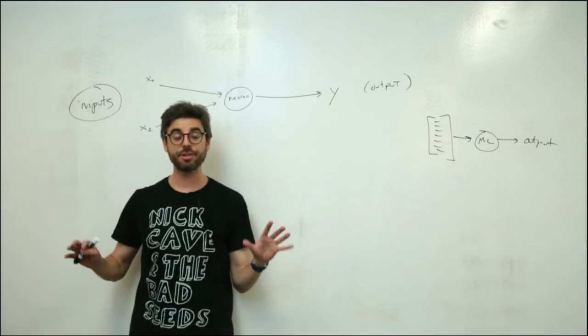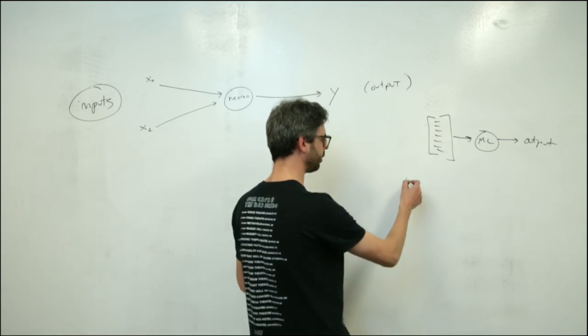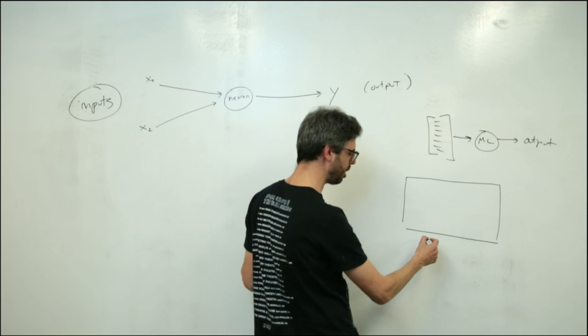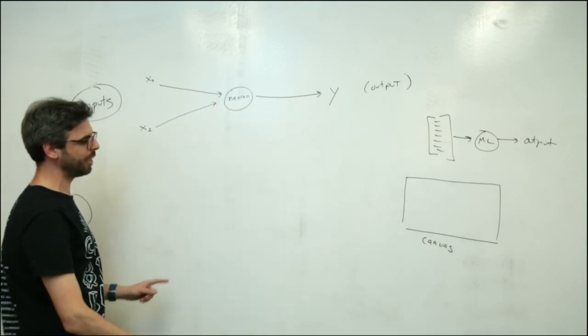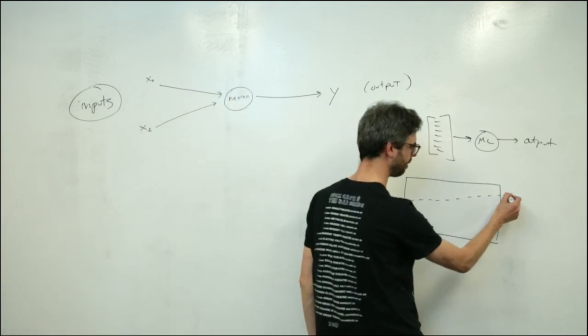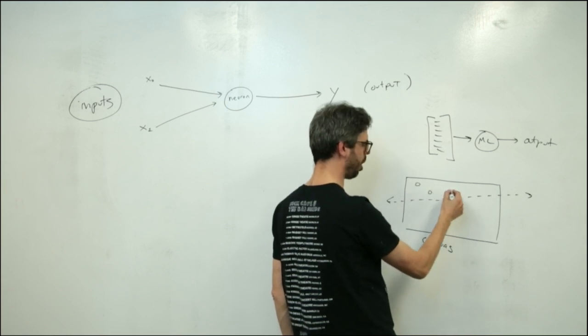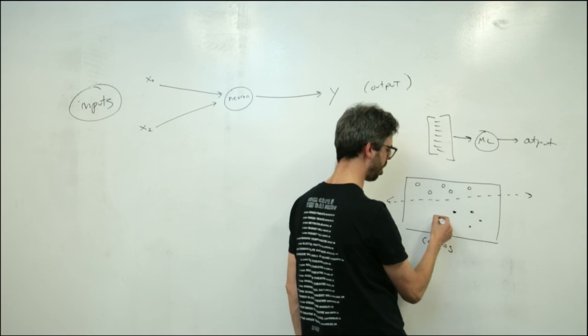So let's come up with a scenario that we can use. Let's say I have a two-dimensional space. You can think of this as my canvas, my window. And what I'm going to do is arbitrarily divide the space with some line. Some points will be on one side of the line, and other points will be on another side of the line.